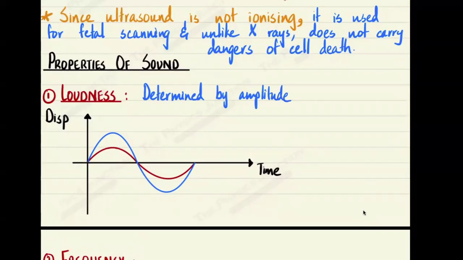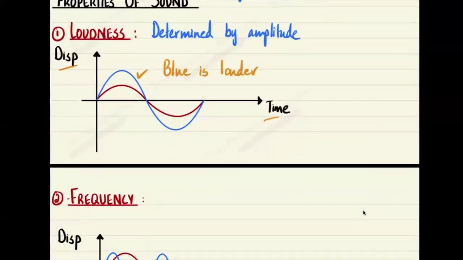For example, in this case, you can see that this one has a greater amplitude. Again, both of these are displacement time graphs. So I would say that blue is louder. Next, this one is wrong. Instead of frequency, this should have been pitch. But again, you guys probably got it now.